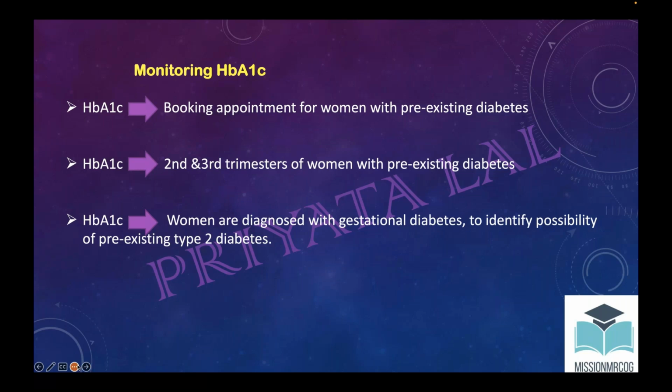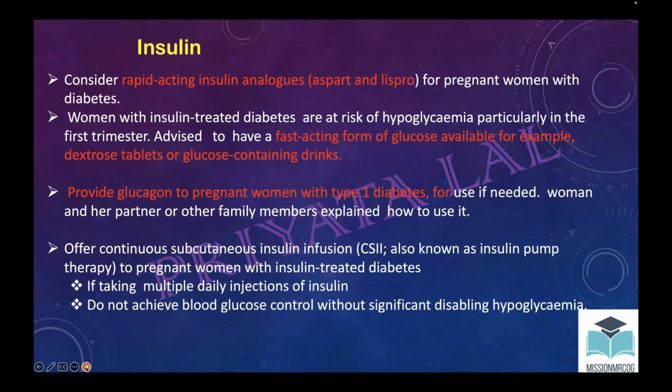Now insulin. Insulin can be long acting or rapid acting. This we read before also, they have repeated it in more detail. So short acting lispro and aspart can be used in the pregnant woman, and in insulin treated women, we already know that they can develop hypoglycemia. This is the main trouble.